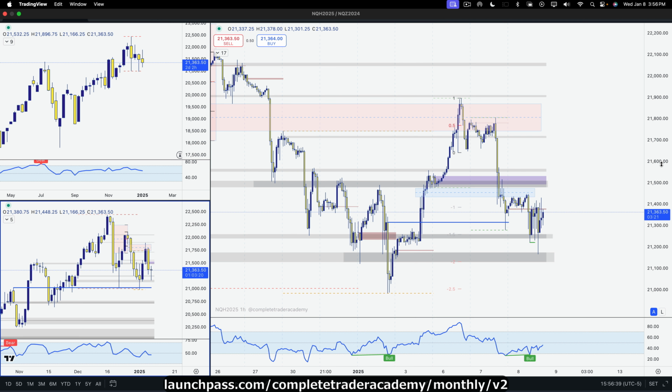So, a couple things happen here. Obviously, we're still making lower lows here. It did make sense for it to drop again. They came here. If you watch yesterday's video, it'll make sense. I was mentioning getting to these gaps here.